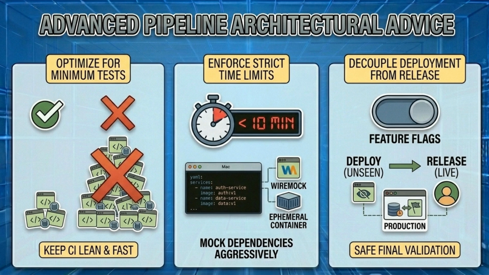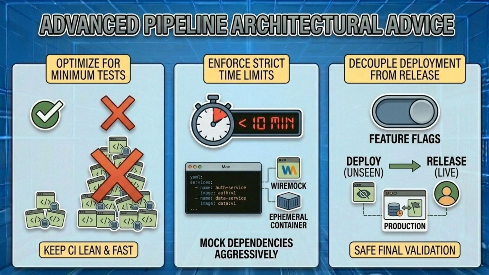Rule 1. Optimize for the absolute minimum number of total tests. A giant test suite is not a badge of honor, it is a maintenance liability. Every single test costs you compute time and money, so ruthlessly prune redundant checks to keep your CI lean and fast. Rule 2. Enforce strict execution time limits. If your integration suite takes more than 10 minutes to run, it is poorly designed. Mock external dependencies aggressively to keep feedback loops lightning fast.